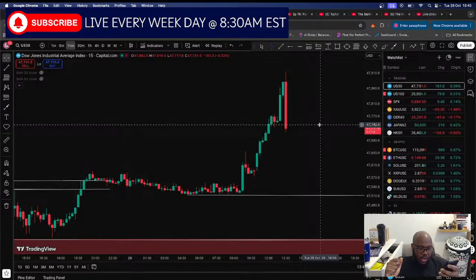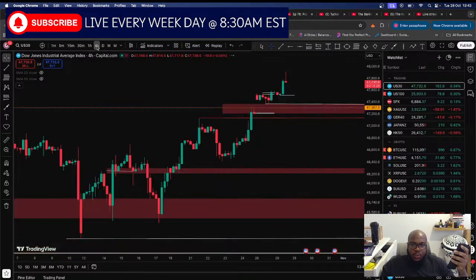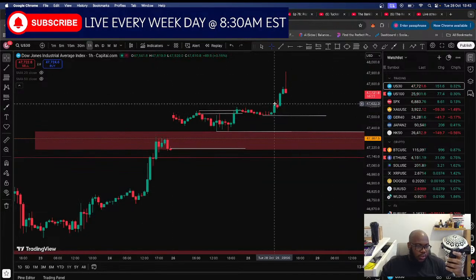It does seem quite aggressive. All the buyers just seem to be getting absorbed. However, we'll keep our eye on this. We've got just over a minute left till the candle closes, and when the candle does close, we'll keep our eye on the 4-hour and the hourly to see if we do get a shift.